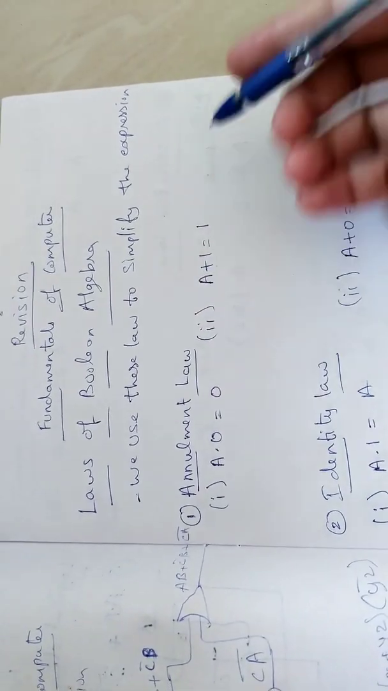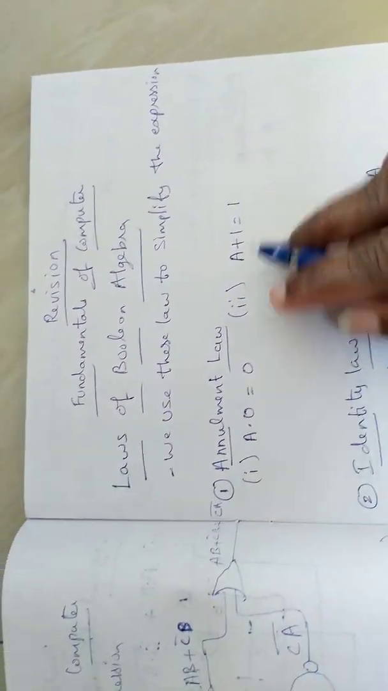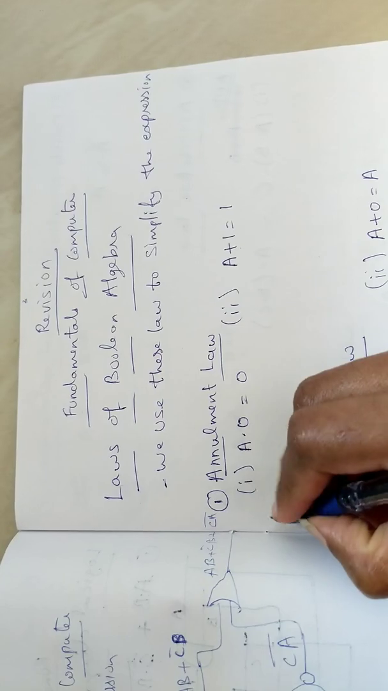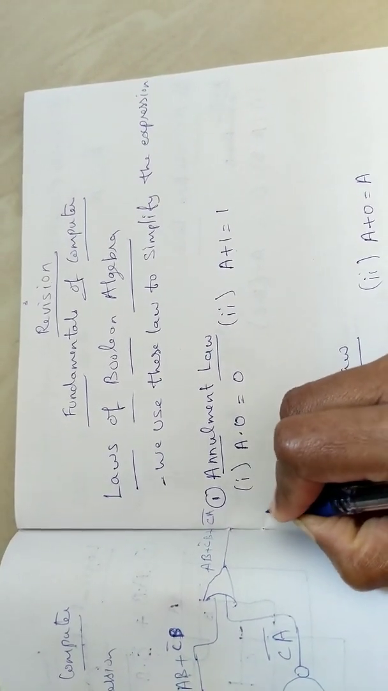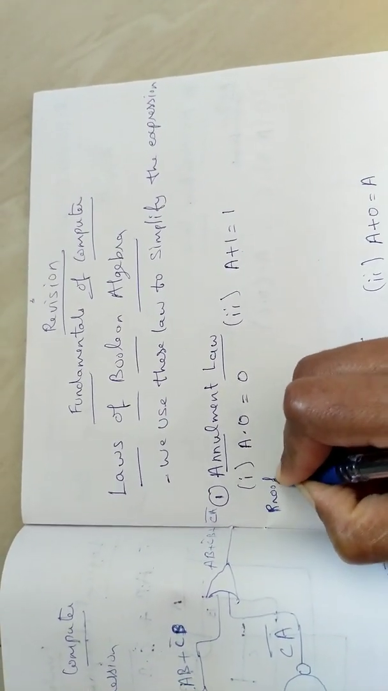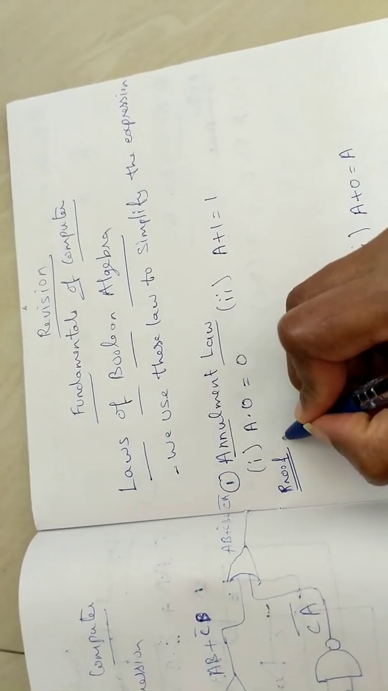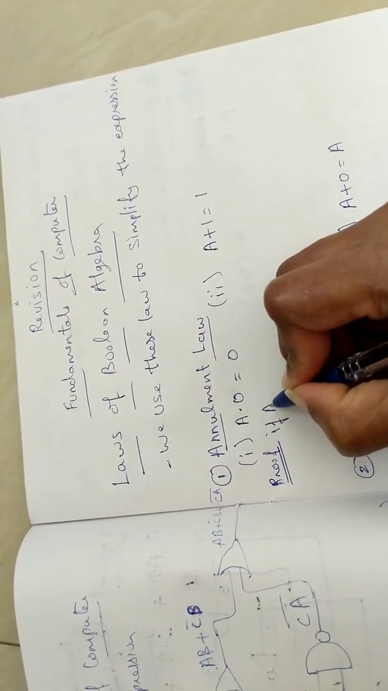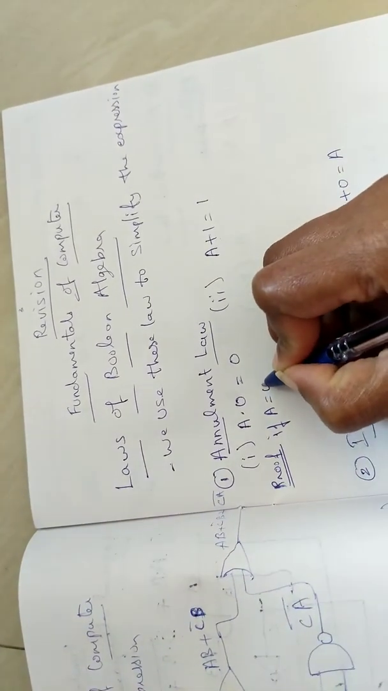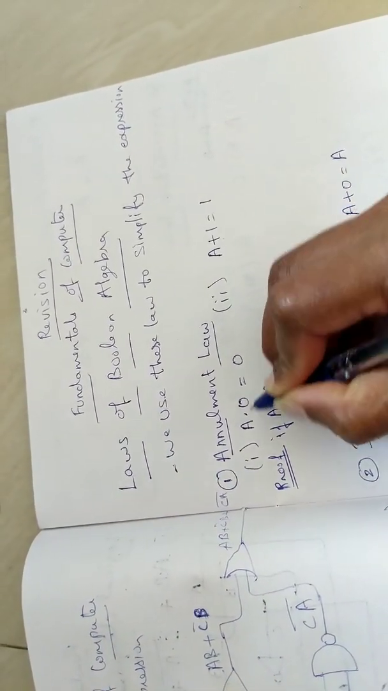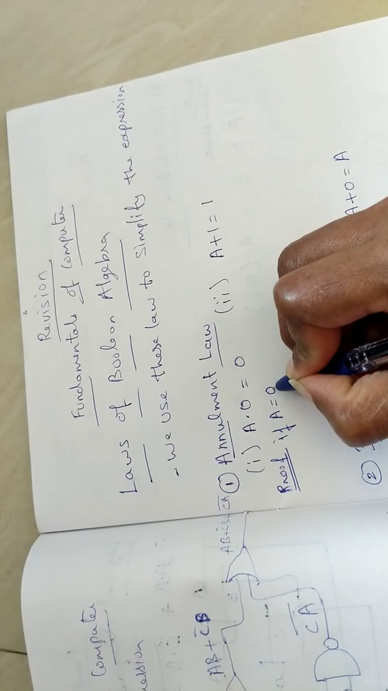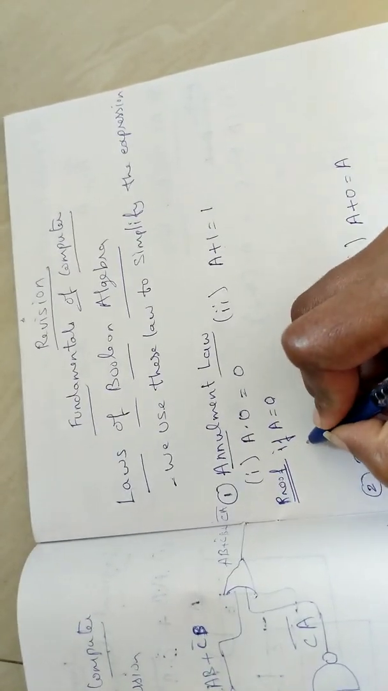How to prove this one? To prove it is very simple. You have to give two inputs and see what the result is. First, let me solve for this one. If my A is equal to 0, and I AND it with 0, what am I getting?